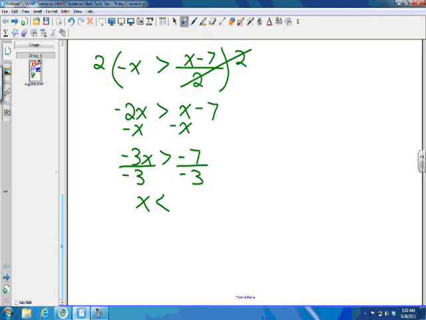Now, here's what you need to do with this problem. You need to type negative 7 divided by negative 3 in your calculator, and that's going to give you a decimal, and then you must turn that decimal back into a fraction. If you don't know how to do that, you need to let me know today. Don't wait.